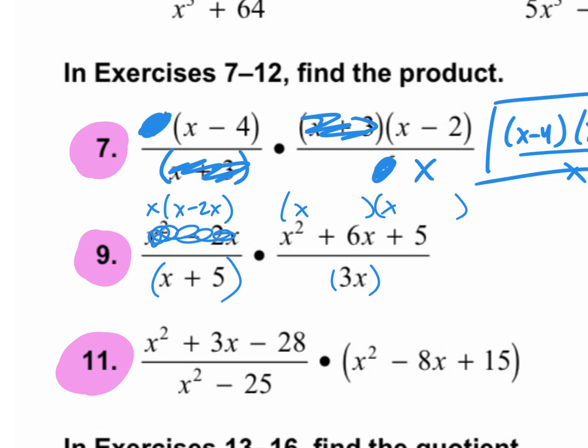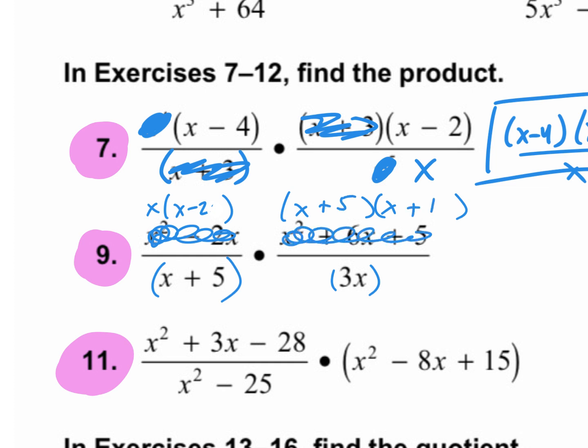What times what will give me a positive 5 when I multiply, but a positive 6 when I add? What is it? 2 and 3? Or 5 and 1? I need a 5 when I multiply, but a 6 when I add. So it's what? Plus 5 plus 1? Okay.